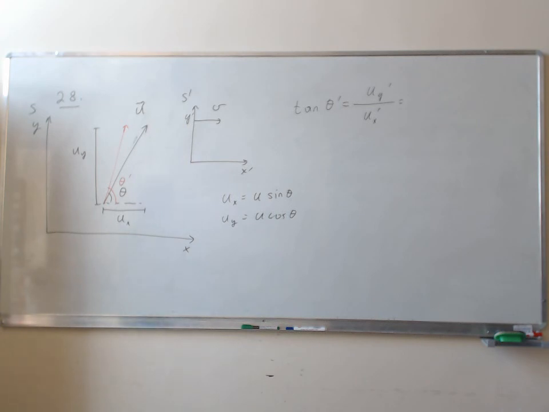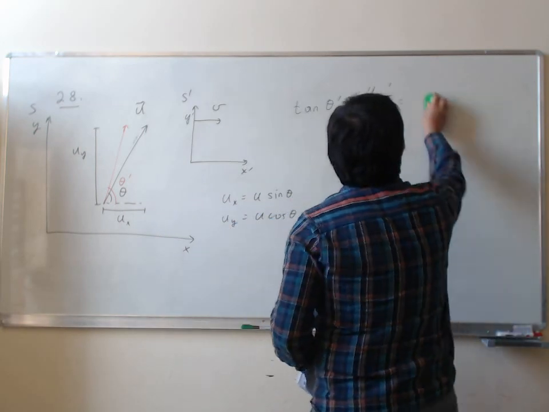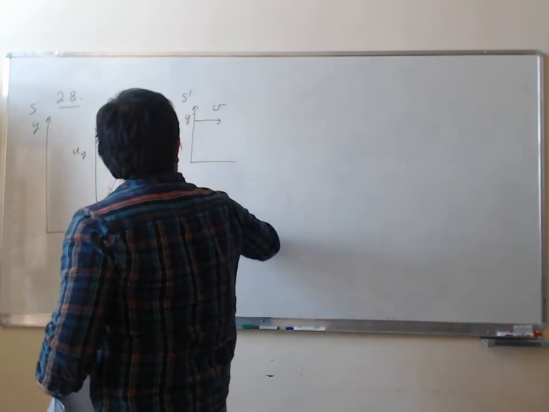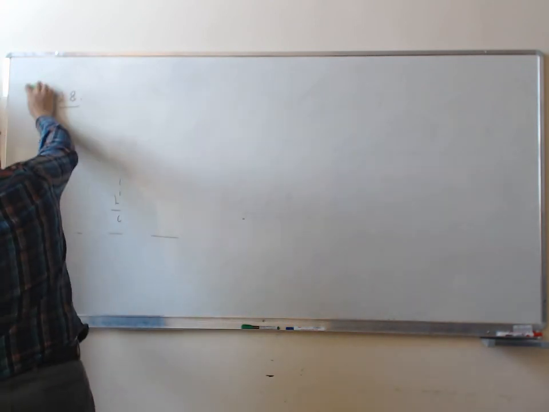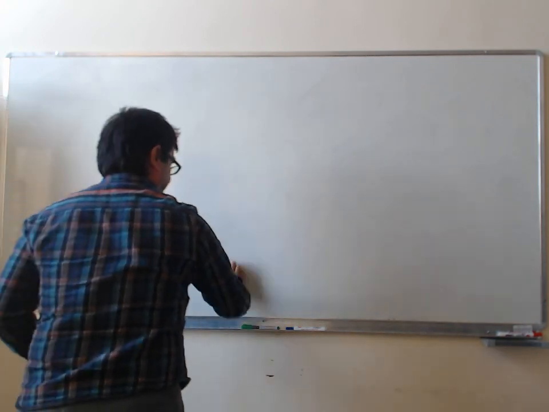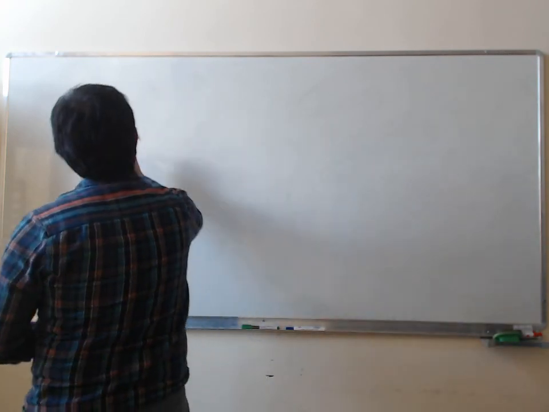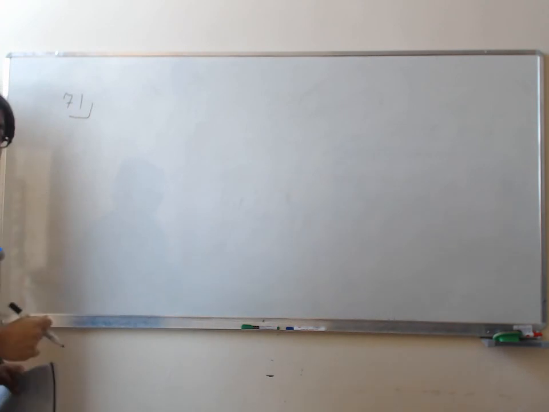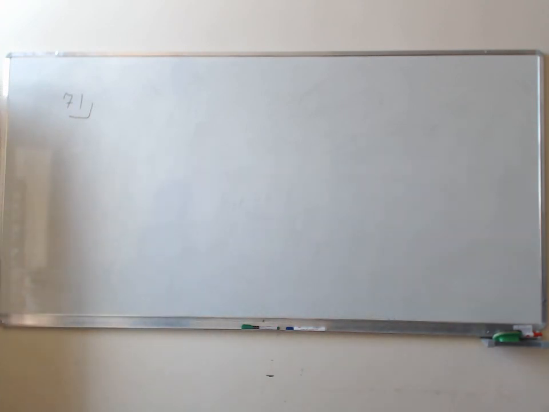Okay, the last one is 71. We have an airplane that travels at 1300 kilometers per hour around the Earth in a circle of radius essentially equal to that of the Earth, returning to the same place. So it just makes a round trip and comes around. Using special relativity, estimate the difference in time to make the trip as seen by Earth and airplane observers.